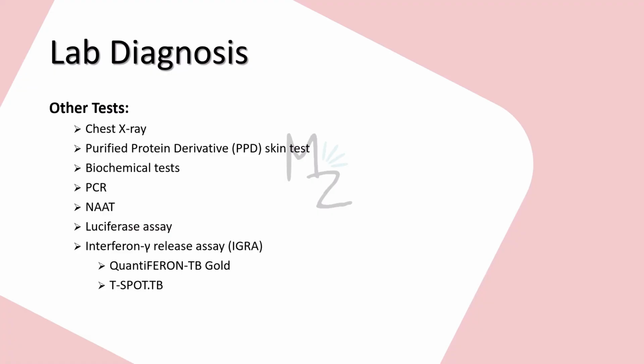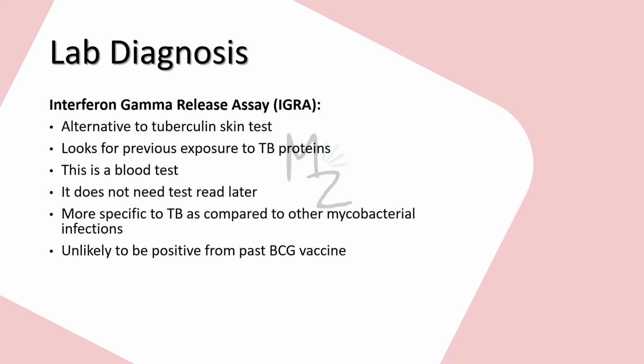Next, we've got interferon gamma release assay, IGRA. Interferon gamma release assay is an alternative test to the tuberculin skin test, or the PPD skin test. It looks for previous exposure to TB proteins, and this is a blood test as compared to the PPD, which wasn't a blood test, and tuberculin was injected into the skin. This test does not need to be read later because it shows results as we do the test. This is more specific to TB as compared to other mycobacterial infection.